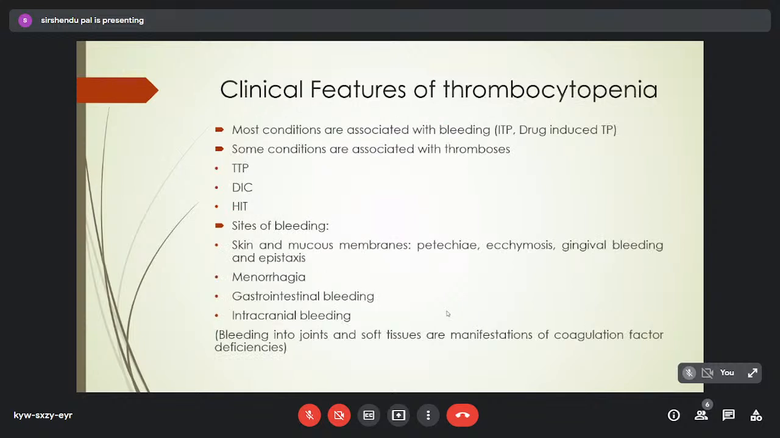Now coming to the clinical features of thrombocytopenia. Most conditions of thrombocytopenia are associated with bleeding, but there are conditions which are associated with thrombotic complications like thrombotic thrombocytopenic purpura, DIC, and heparin-induced thrombocytopenia. In case of thrombocytopenia, the site of bleeding is generally superficial and manifests as petechiae, ecchymosis, gingival bleeding, and epistaxis. There may be chances of menorrhagia, gastrointestinal bleeding. Severe complications like intracranial bleeding may also occur. But in coagulation factor deficiencies, bleeding into the joints and soft tissue occurs.